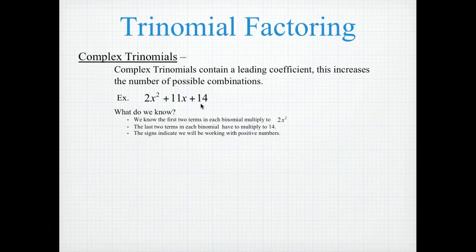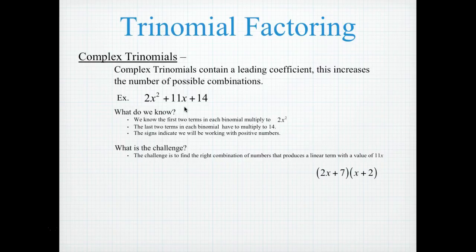All of this information we can gather by analyzing the trinomial, understanding what multiplies to 2. 2 is a prime number, so that's very helpful. The signs always give us information about what our answer is going to look like. So in this case, we need what multiplies to 2x squared, what multiplies to 14, but also the trick is to find the right combination that adds to 11x in the linear term. And in this case, 2x plus 7 and x plus 2 fit that combination.